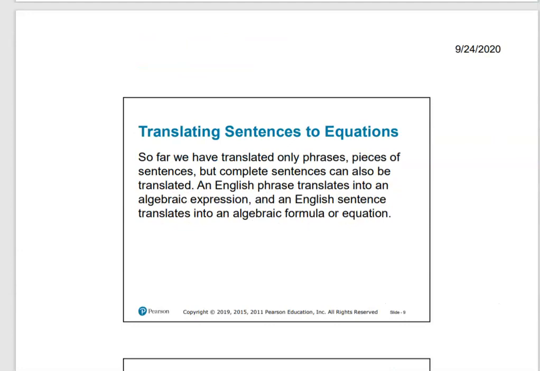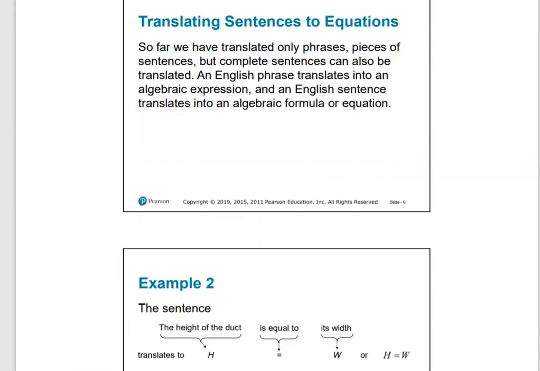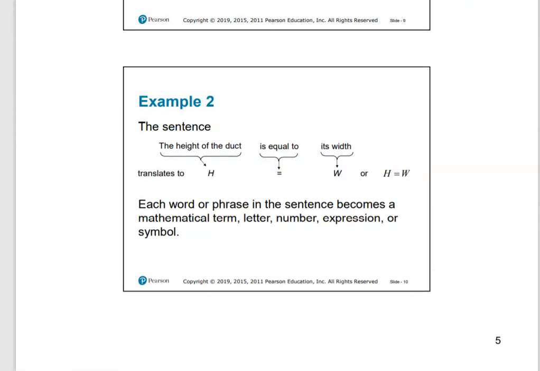So far, we have translated only phrases, pieces of sentences, but complete sentences can also be translated. An English phrase translates into an algebraic expression, and an English sentence translates into an algebraic formula or equation. So the height of the duct is equal to its width. So we've got height is equal to its width, or H is equal to W. Each word or phrase in the sentence becomes a mathematical term, letter, number, expression, or symbol.